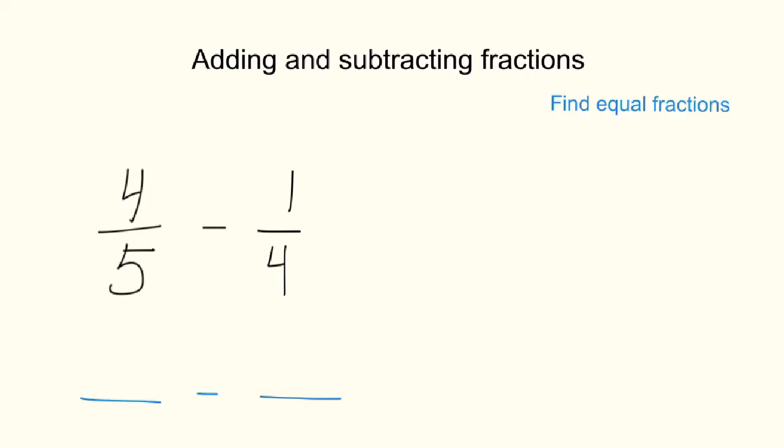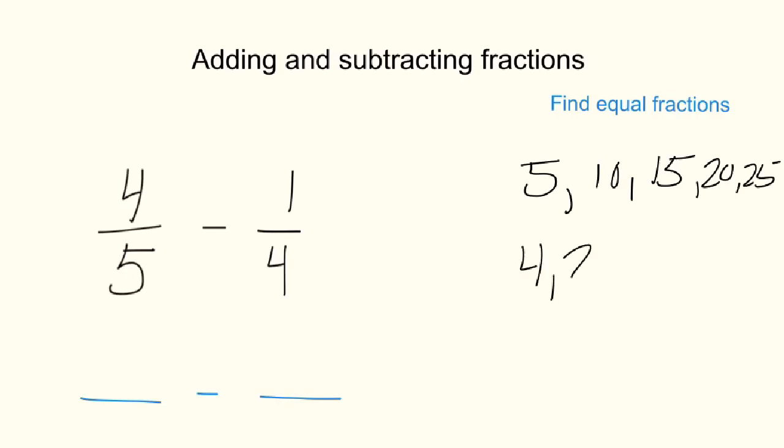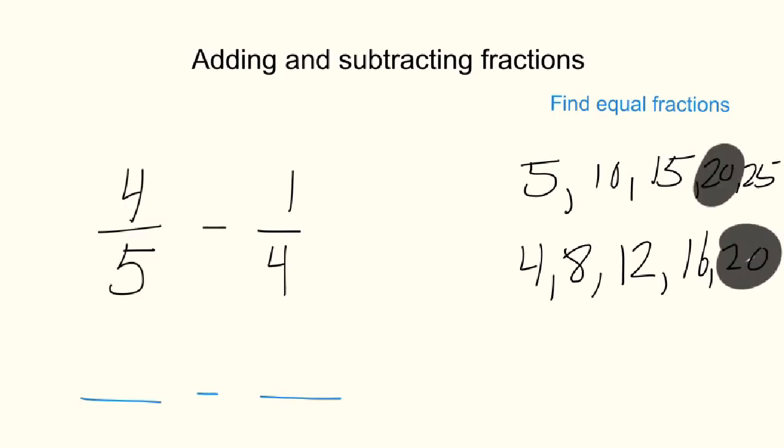I am now going to begin solving, so if you haven't paused it, do so. I'm going to write out a fact table or a multiple table: 5, 10, 15, 20, 25. And for 4, 8, 12, still not any matches. 16, still don't have any matches. 20. Now I can see I have a match. 20 will be my common denominator.